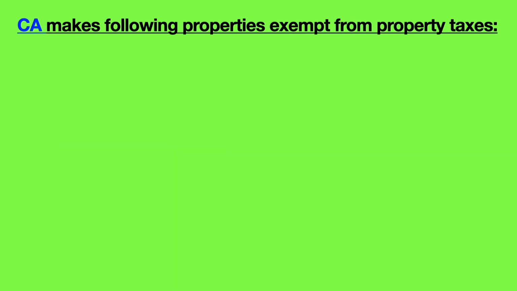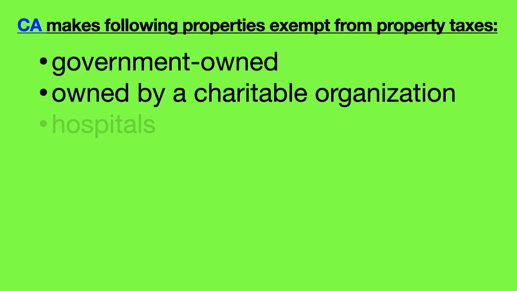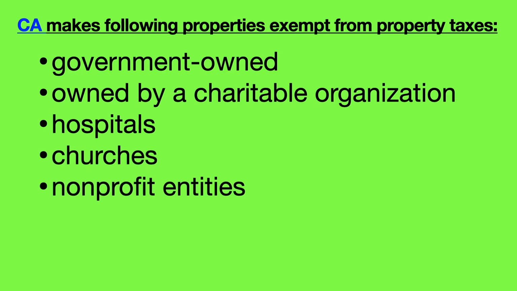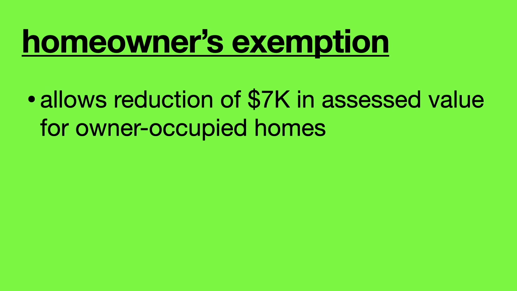California property tax legislation. California makes the following properties exempt from property taxes: government-owned, owned by a charitable organization, hospitals, churches, nonprofit entities, and some veterans and disabled veterans may qualify for property tax exemption as well. A homeowner's exemption allows a reduction of $7,000 in assessed value for owner-occupied houses.